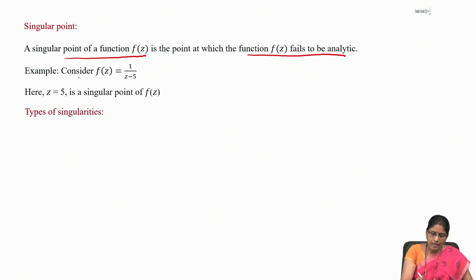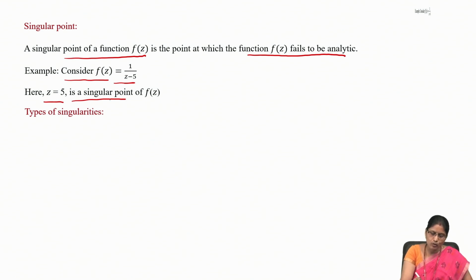See the example. Consider the function f of z is 1 by z minus 5. Here the function f of z is a differentiable function, but at the point z is equal to 5, it is singular because at the point z is equal to 5, the function f of z fails to be analytic.